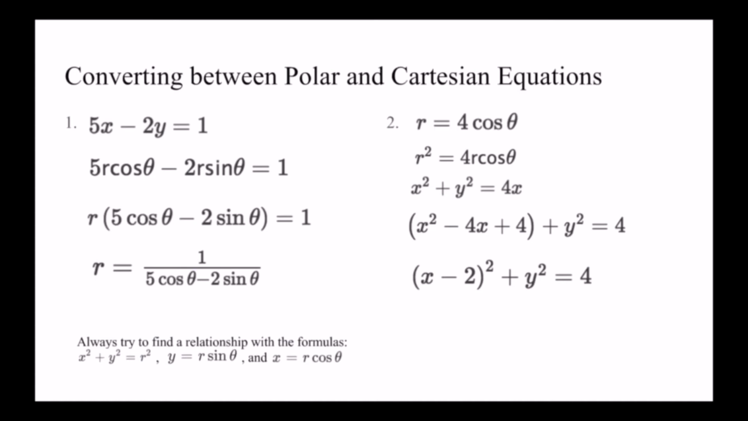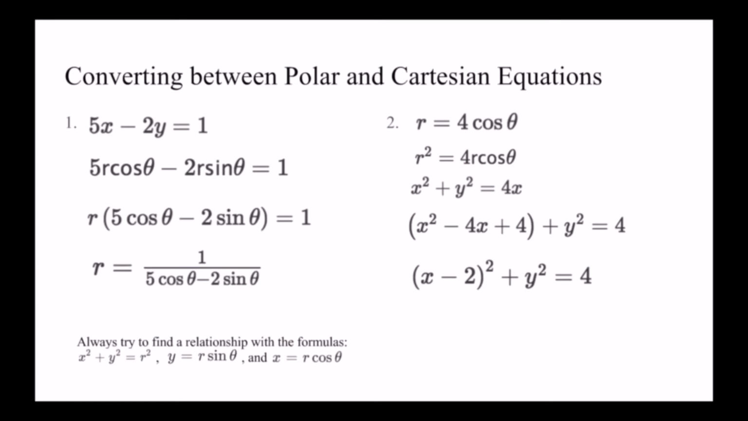The second example is converting this polar equation to a Cartesian equation. To develop a relationship between r, x, and y, I multiply both sides by r first, which leaves r squared equals 4r cosine of theta. Then plug in x squared plus y squared, which equals r squared, and r cosine of theta is x, so I just plug that in too. Then I moved the 4x to the other side and completed the square, and I got (x minus 2) squared plus y squared equals 4.